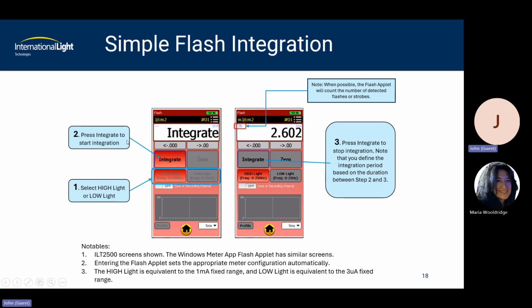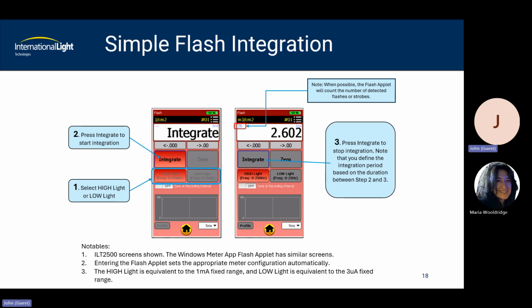And then you press integrate to start the integration. The meter will display integrate. It's doing its thing in the background as fast as it can. And when you press integrate again, it gives you the integral, in this case, 2.6 millijoules per centimeter squared. It also tells you how many flashes there were. So if you were measuring, I don't know, a 100 hertz flash discharge source, and you integrated for about a second, you would expect that to read about 100.